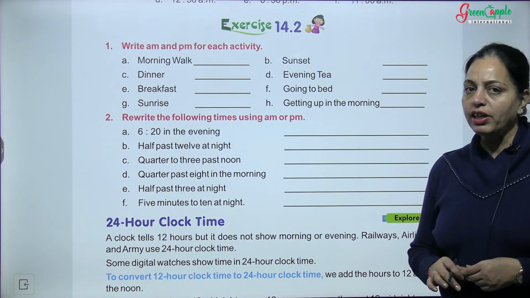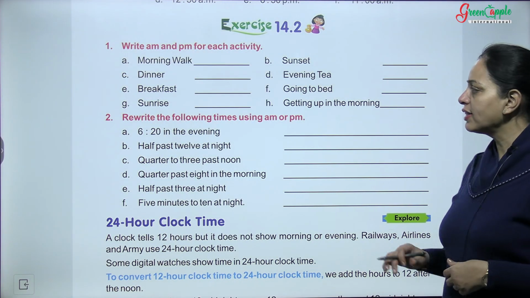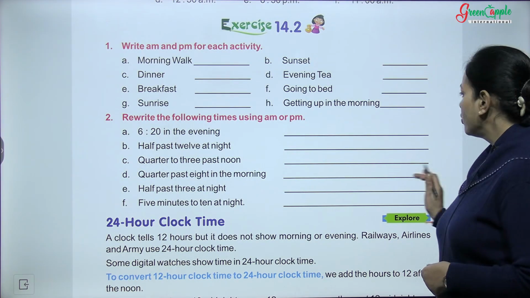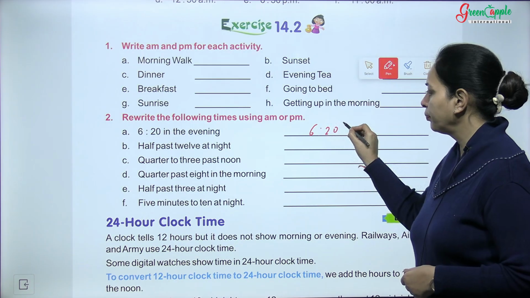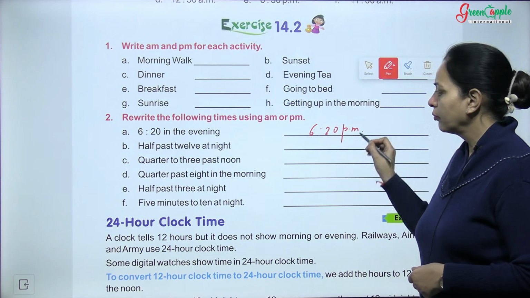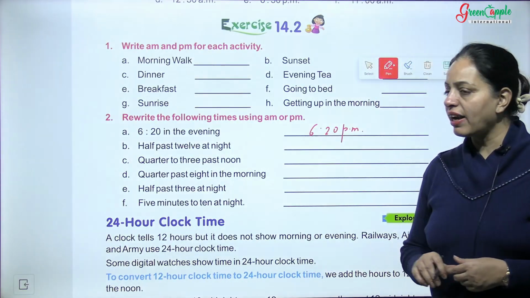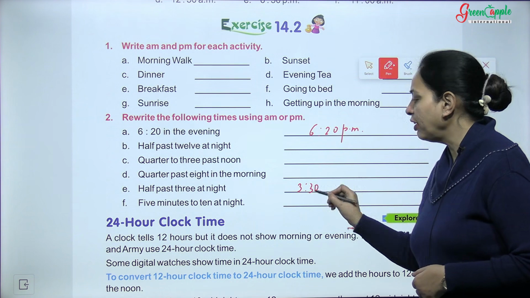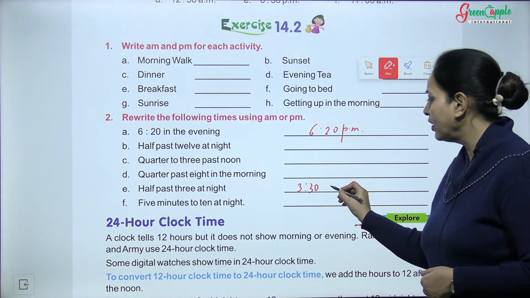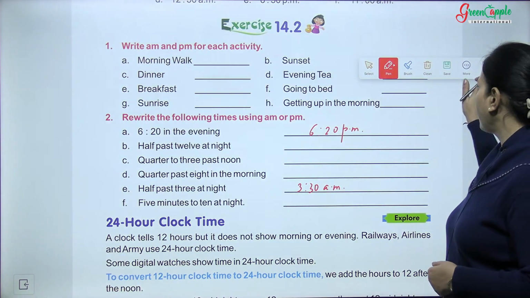Now the second one, rewrite the following times using AM or PM. Like A part, 6:20 in the evening, so 6:20 PM. Now E part, 3:30 at night. Night means after 12 midnight, so that is AM. So similarly, you can try remaining parts.